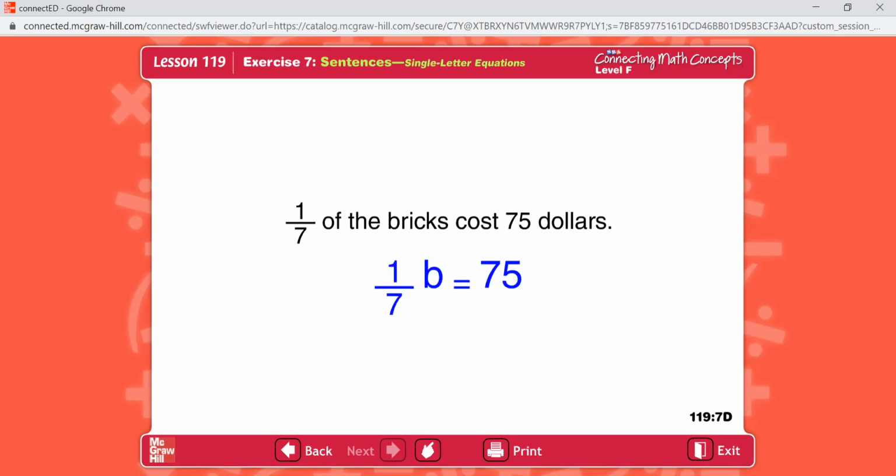6/7 W equals 5/8. Item D, 3/10 of the classroom was 500 square feet. Pause the video now to write your answer. 3/10 C equals 500.